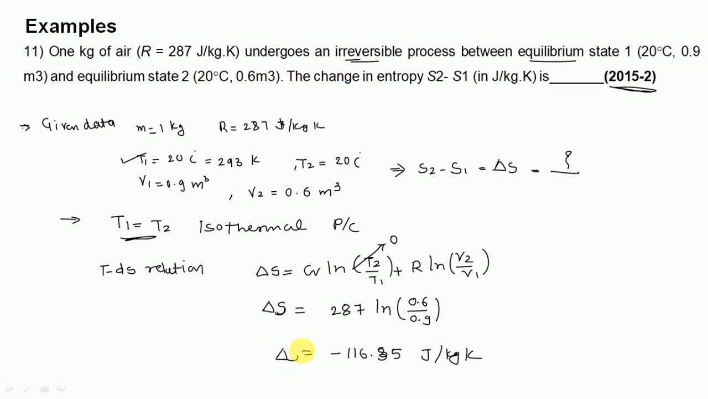This is the value for delta S. Okay, so you can now understand the importance of the theory part. If you know all the relations, then you can easily find the value in the example. Yes, the theory part is very important for us.